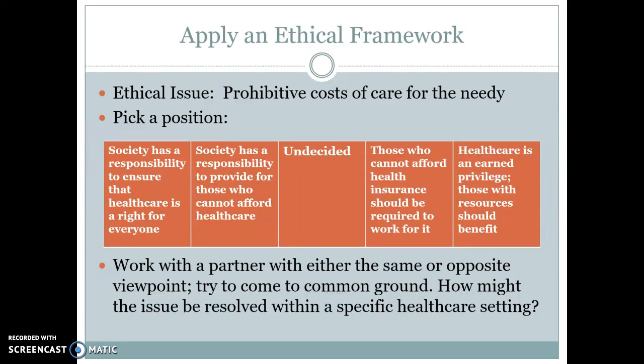So we were going to have you work with a partner and try to use one of the ethical frameworks. I won't have you do that right now. We may circle back to that at some point. That's it for this one. I'm going to next put up the physician-assisted suicide information.